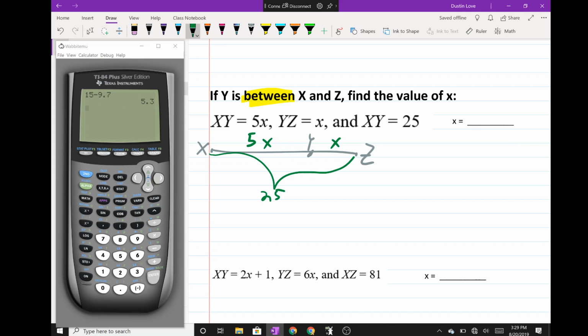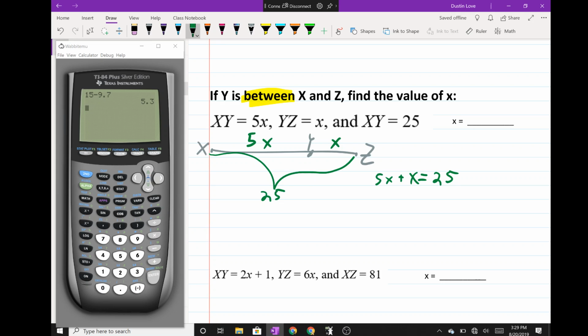Okay, equation. Left side plus right side equals whole. What's that going to come out to? We're going to write the equation, though. So what's the left side? 5x. 5x plus right side? X equals whole is 25. Boom.